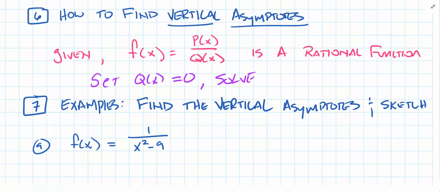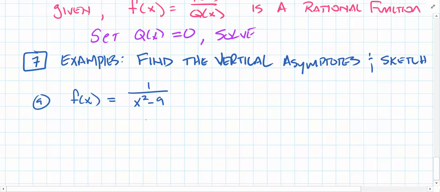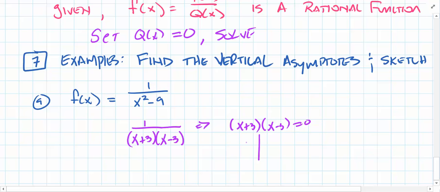So last and final box here, if I asked you to find the vertical asymptote and make a quick little sketch, what would we do? First we would factor this into x plus 3 and x minus 3. Then we would set q of x equal to 0 and solve. We'd get x plus 3 times x minus 3 equals 0, which implies that x is either negative 3 or positive 3. This tells me exactly where the vertical asymptotes will be.